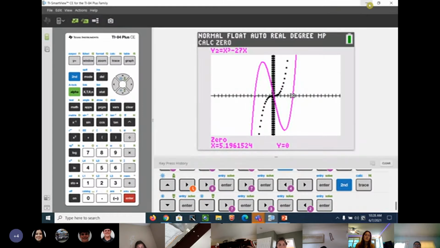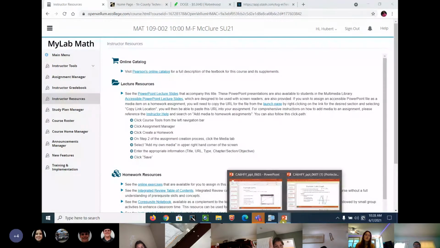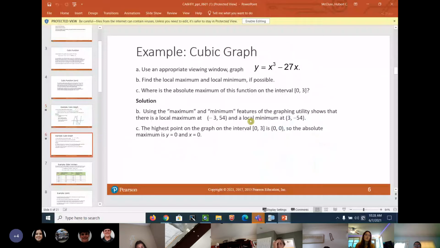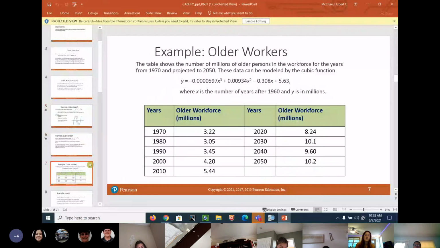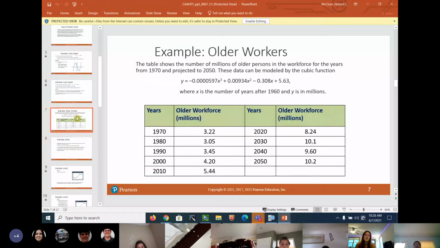And where is the other one? There we go. And you can see they're going for the local max, the max, the min, and the X-intercepts should be in there somewhere. There's the X-intercepts. Okay. That's where I'm looking to see. Okay, let's graph this one.